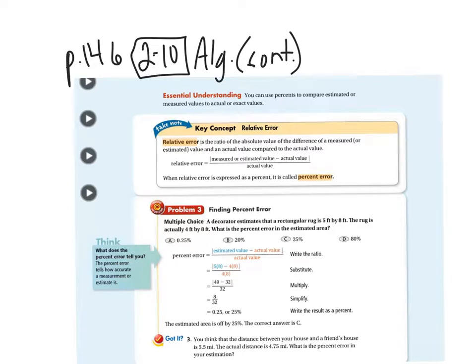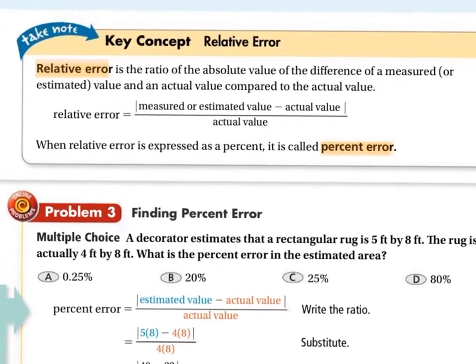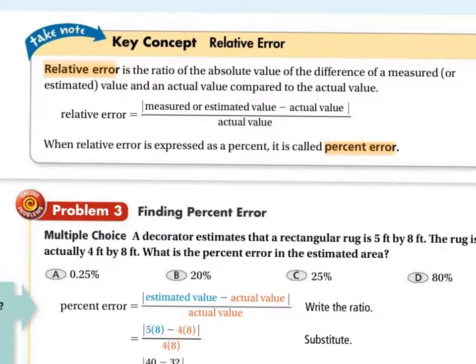Page 146, we're going to continue on lesson 210. And the first thing we're going to talk about today is relative error. Relative error is kind of like a percent change, but it's how much we were off by, how much our error was compared to what it actually was.